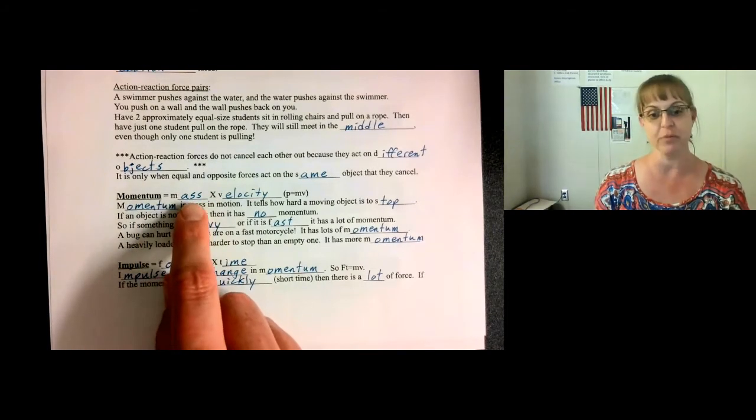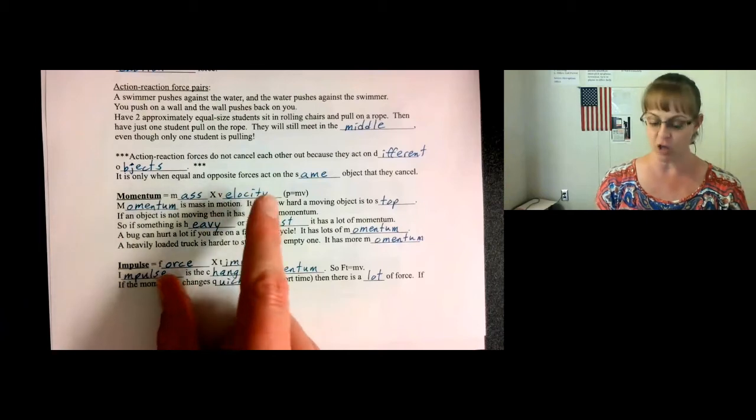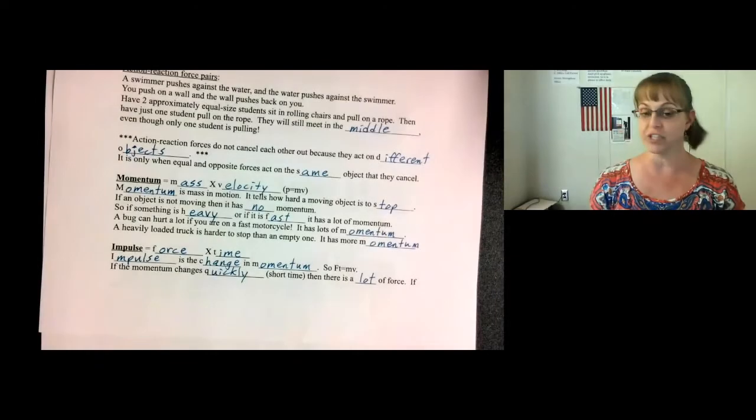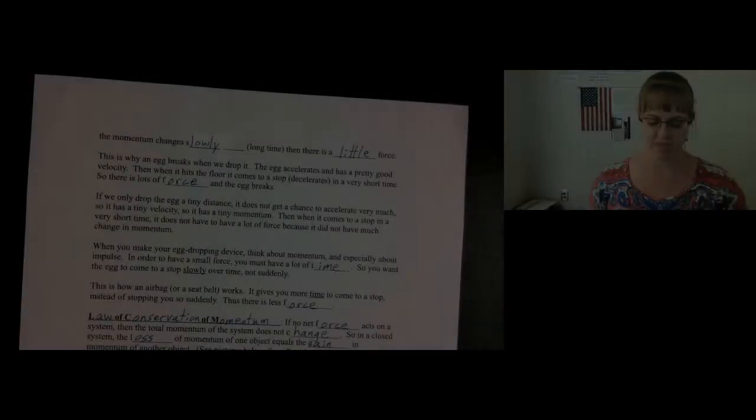You will also want to decrease the momentum of the egg. You'll want your container to not be super heavy, and you'll also want to slow down the velocity or the speed. You will do this by increasing the air resistance of your egg drop container.